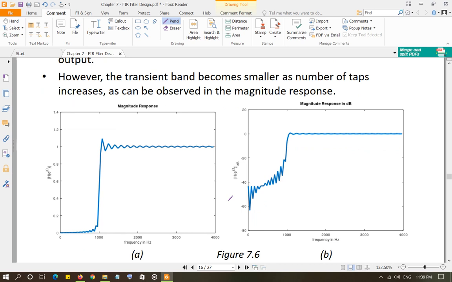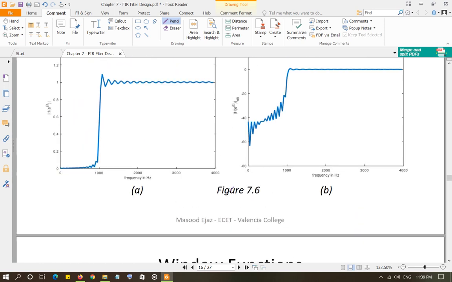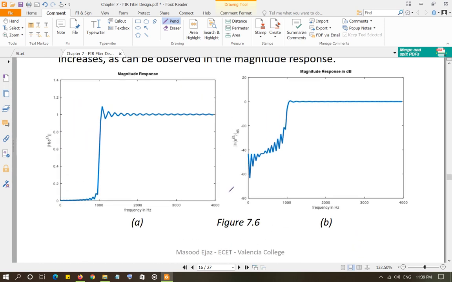But the longer the filter length is, again the response becomes good, and when we treat this response with a window function, as you will see, it becomes really good. Okay, so next topic is window function. We're going to make another video.